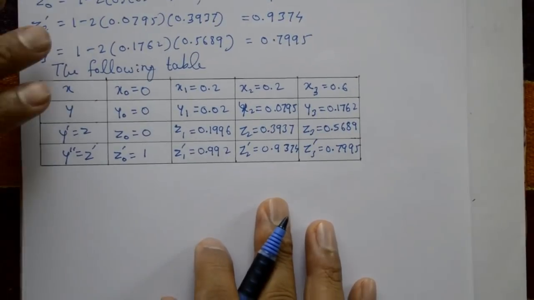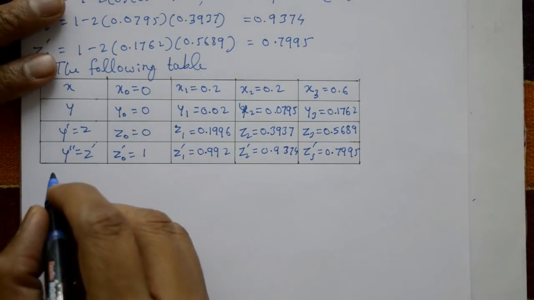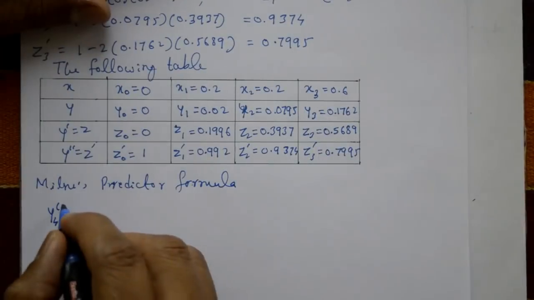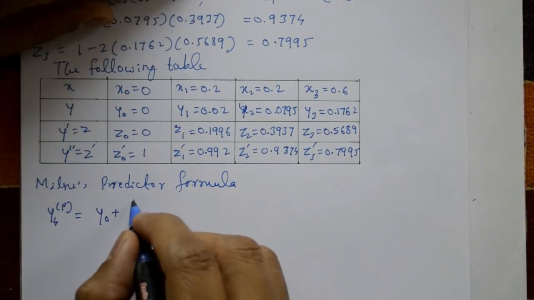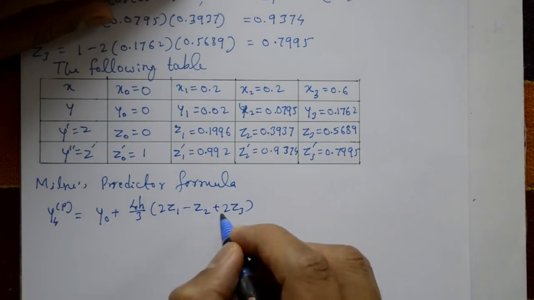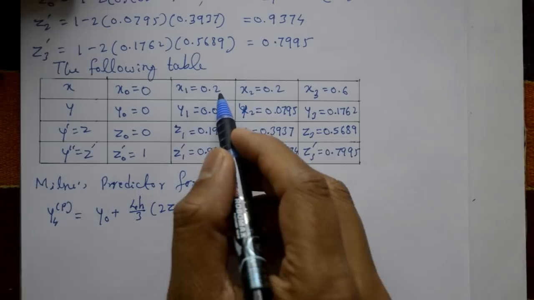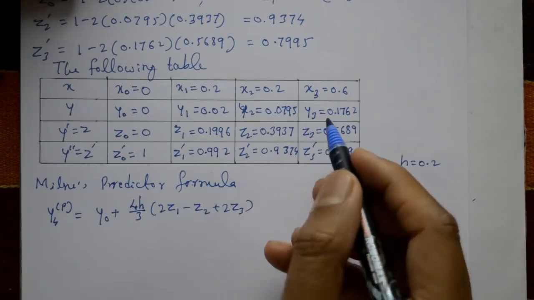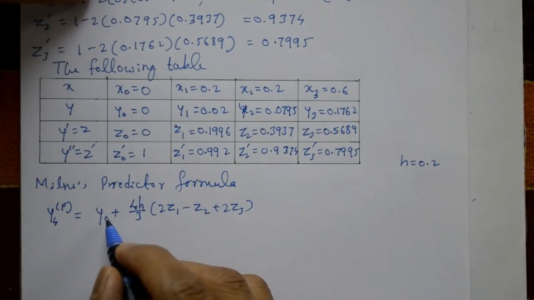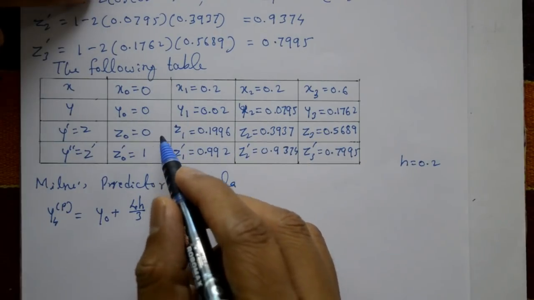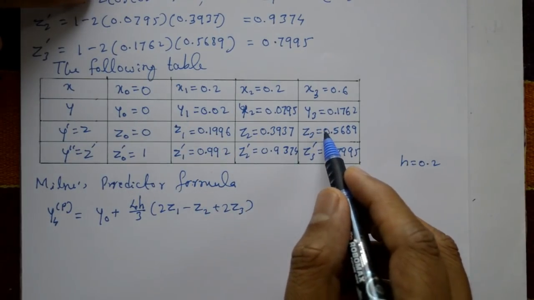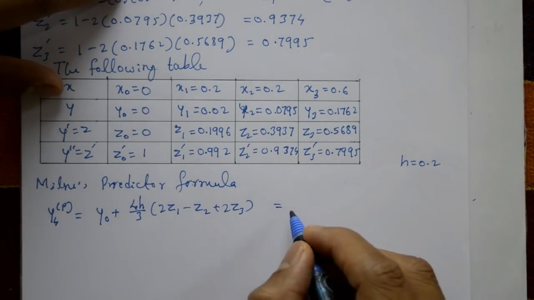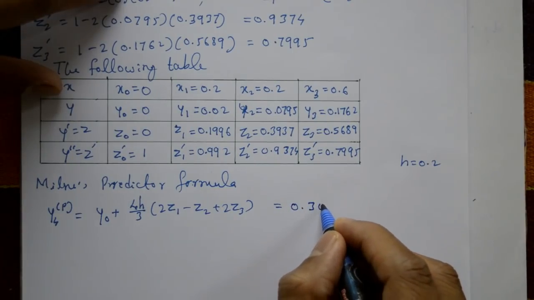Next, go to the predictor formula. First, find Milne's predictor formula. Now the h values are equidistant, h is equal to 0.2, equidistant x values. So you know the y0 values, z1, z2 and z3 values. Substitute these in the predictor for y4. Now we get this value using a calculator: 0.3049.